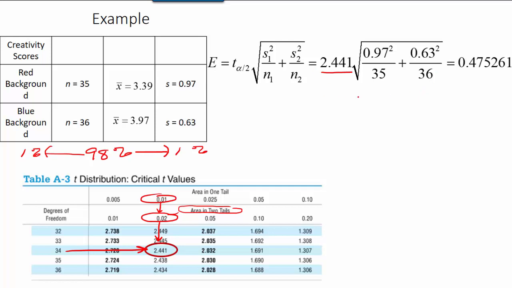Please practice doing this calculation on your calculator. Remember, you're taking the square root of the whole thing, so depending on how you enter it in your calculator, you might need to put everything in parentheses. And you might need to put each fraction in parentheses as well as the whole thing in parentheses in order to make sure that your calculator does the correct order of operations. And you should end up with 0.475261. This is your error.